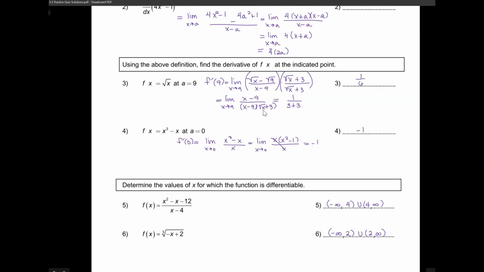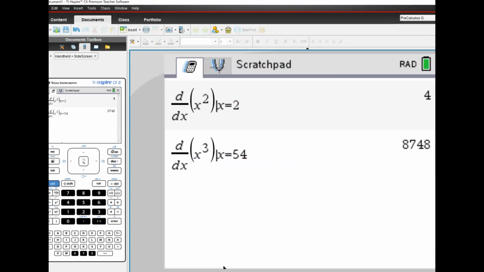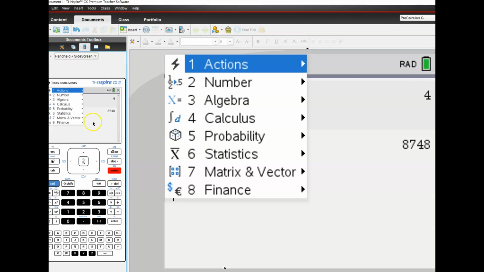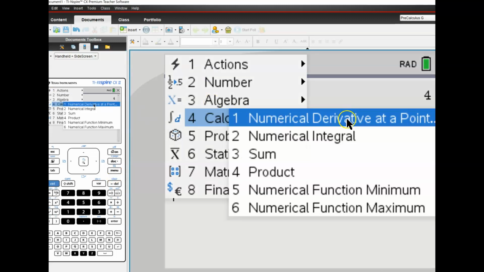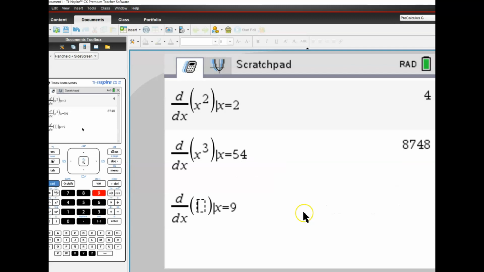Ready? Here we go. Here's an example. Find the derivative at the indicated point. We could type this in and let's see what we get. Hold on, can you pause for just one second? Okay. Calculus, numerical derivative, let's see. X, what am I supposed to find it at? It didn't work. At 9. And I'm putting in square root of x.